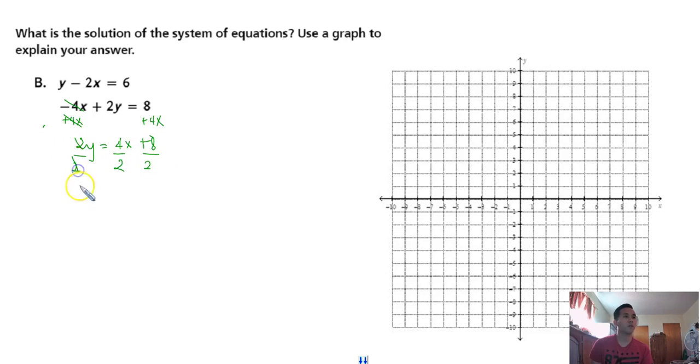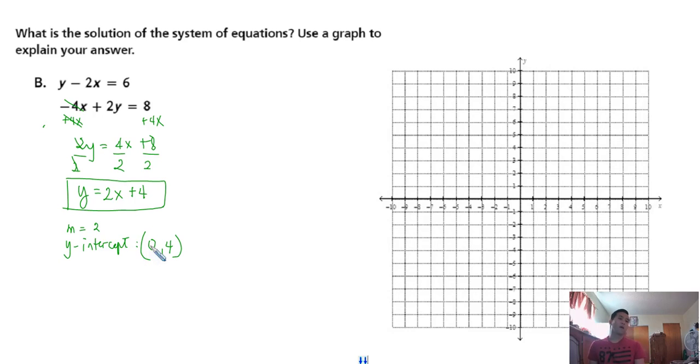So that is y is equal to 2x plus 4, right? So the slope here is 2, and the y-intercept is (0, 4).